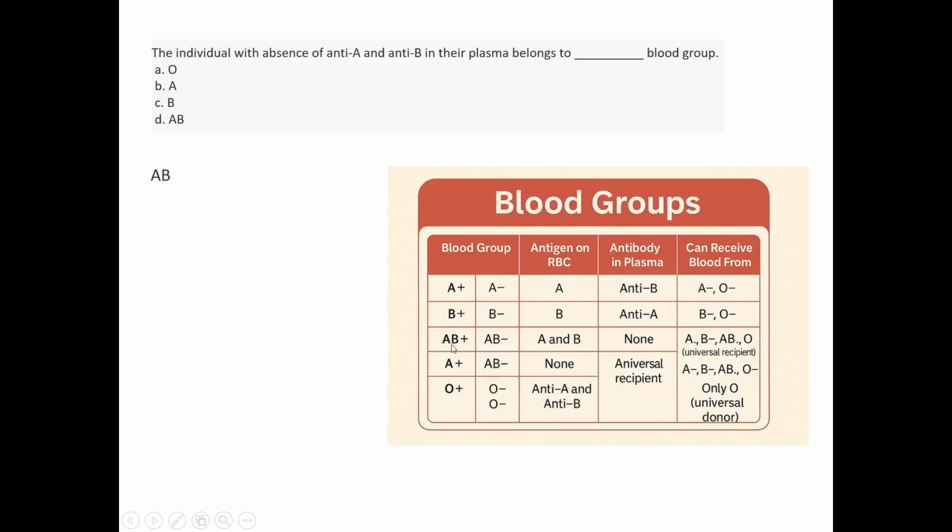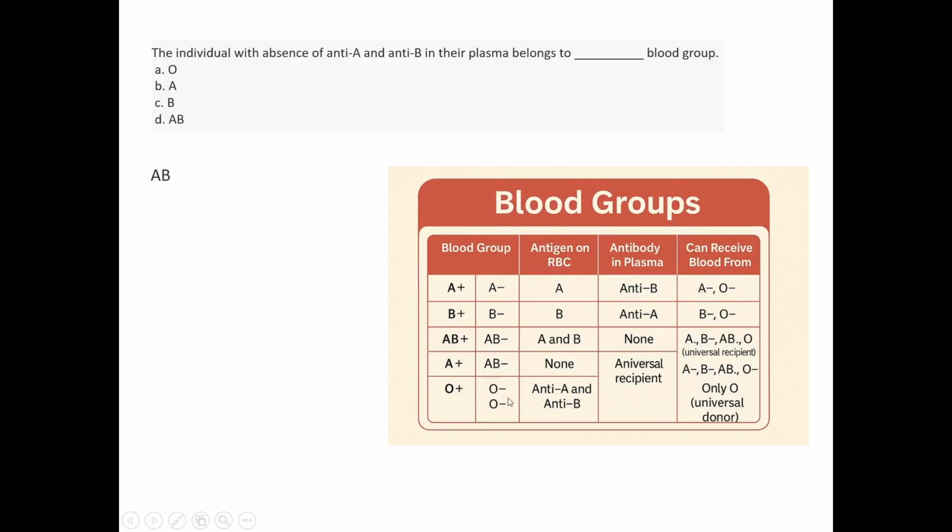However, only the AB positive here can receive the blood from all, but AB negative cannot receive from RH positive of any group. It can only receive blood from negative. So in case of AB negative, antigens present on them are A and B, but this is RH negative. So here you can get blood from A negative, B negative, AB negative, and O negative.